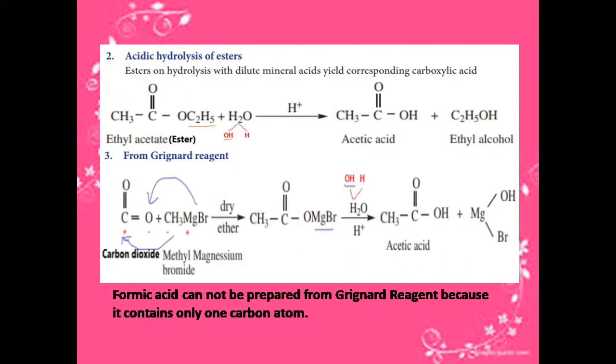Next preparation, hydrolysis of ester. Ethyl acetate is an ester. That ester is reacted with water. We split the water as OH and H. The OH is added to the C2H5, so that we get ethyl alcohol. The H is added to the remaining part, CH3COO, which is called acetate. We get acetic acid, formula CH3COOH.